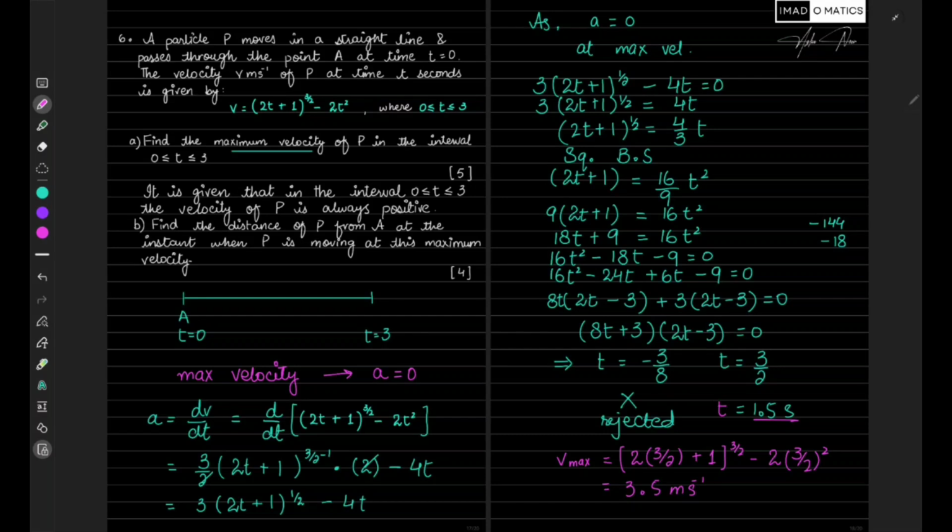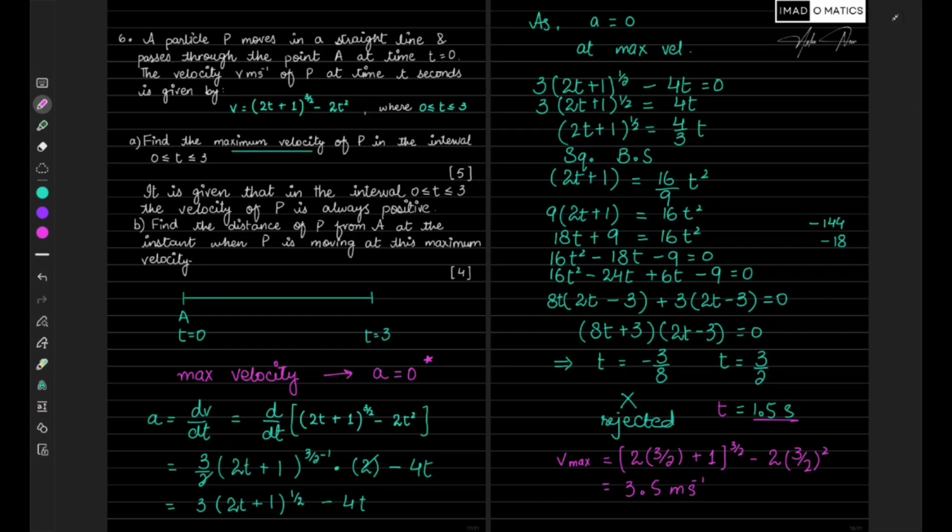Okay, so this is your whole working for part A of question number 6. The only thing that is important here is to know that at maximum velocity, the acceleration is 0. And for that, we will solve that to find t, and then substitute that value of t in your velocity equation to get the maximum velocity. Now head on to part B.